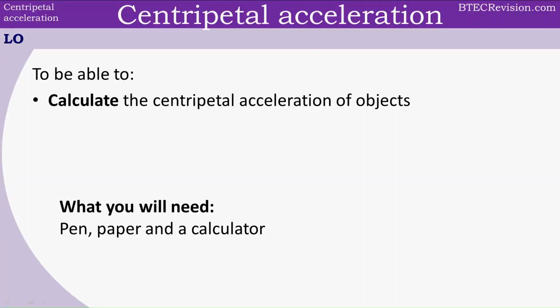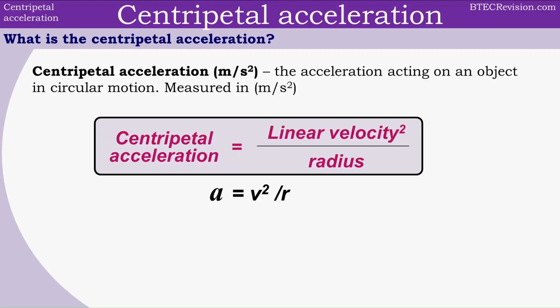Welcome to BTEC Revision. In today's lesson, we're looking at centripetal acceleration. By the end, we're going to be able to calculate centripetal acceleration of objects. Centripetal acceleration is the acceleration acting on an object in circular motion. The units are similar to normal acceleration, which is meters per second squared.